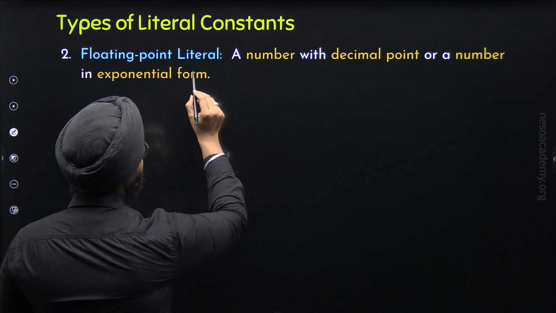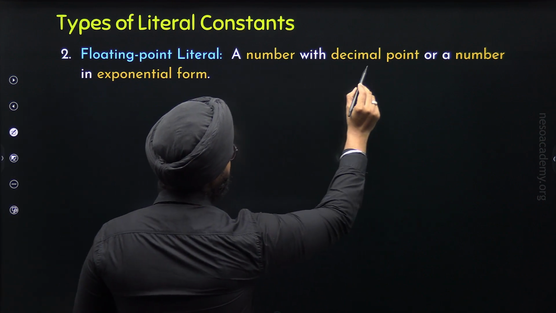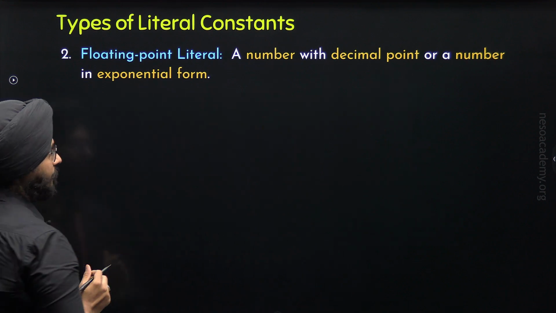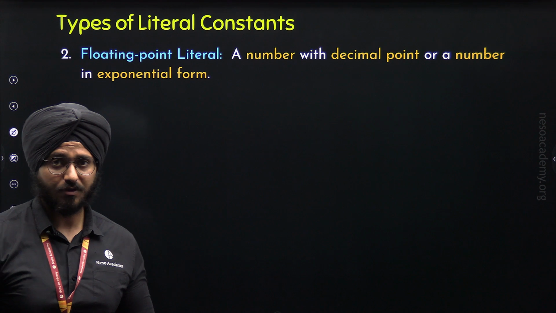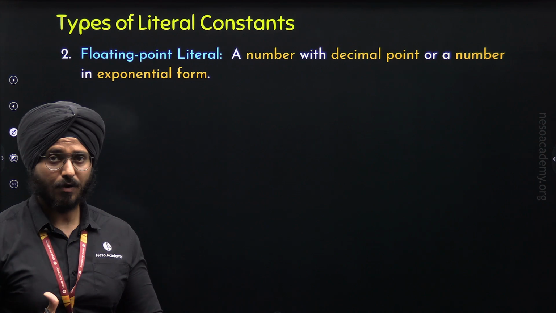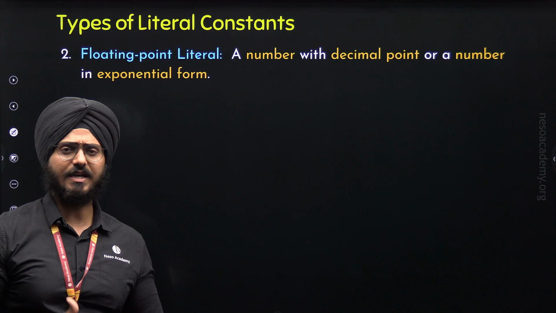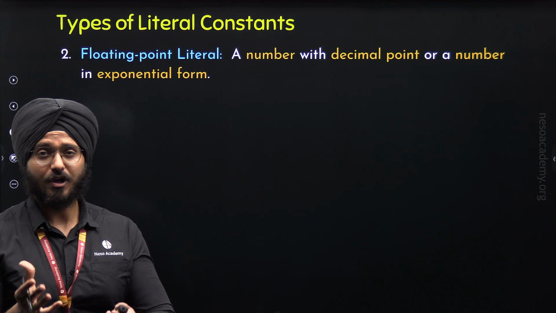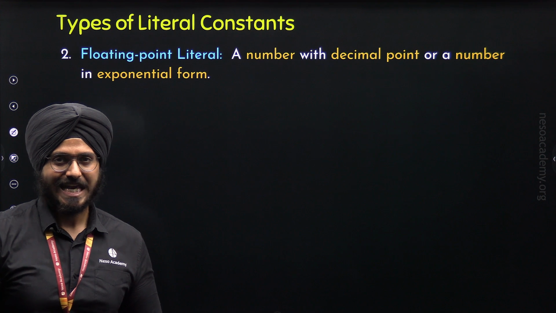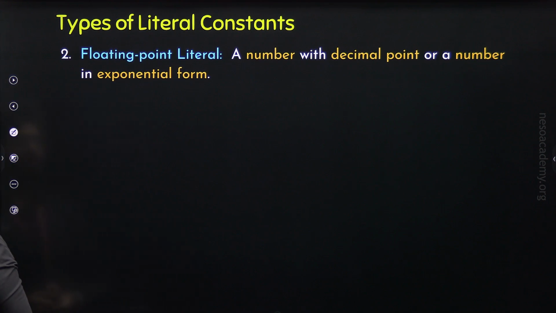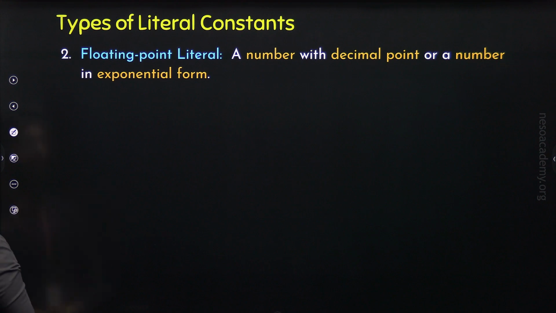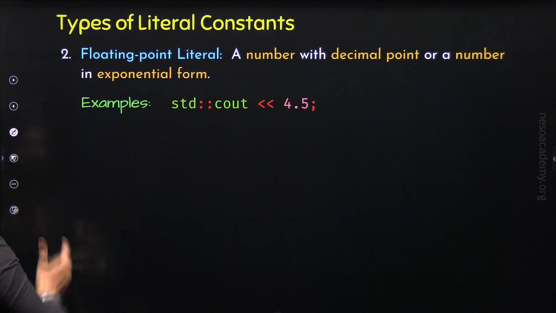A floating point literal is a number with decimal point or a number in exponential form. So a floating point literal represents a number with a fraction or a decimal point, or it can be represented in exponential form. Now let's take some examples to understand how to define or represent a floating point literal.